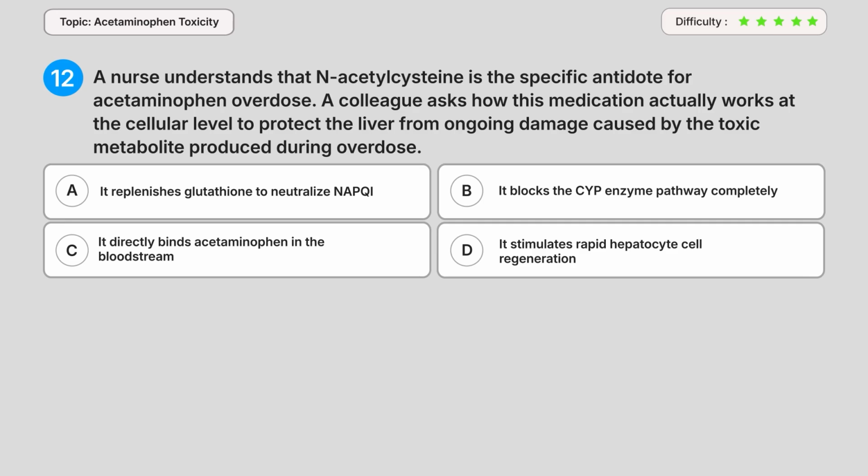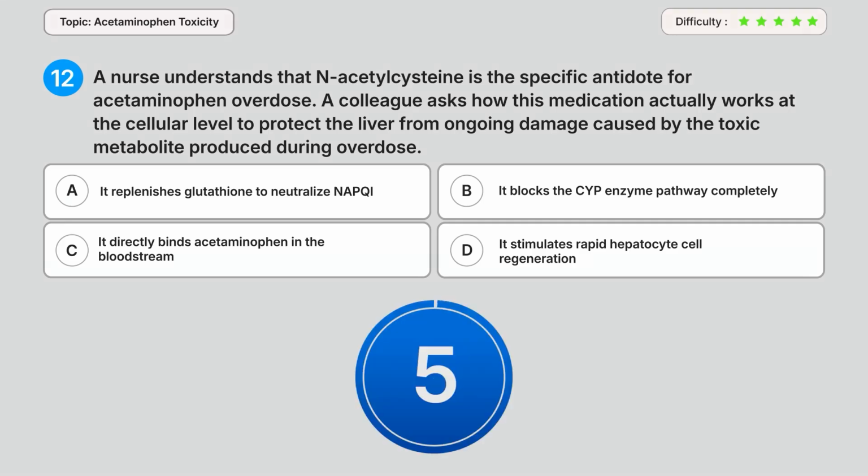A. It replenishes glutathione to neutralize NAPQI. B. It blocks the CYP enzyme pathway completely. C. It directly binds acetaminophen in the bloodstream. D. It stimulates rapid hepatocyte cell regeneration. Do you know the answer?